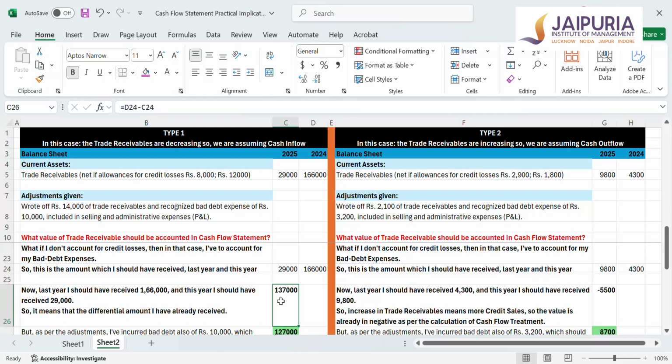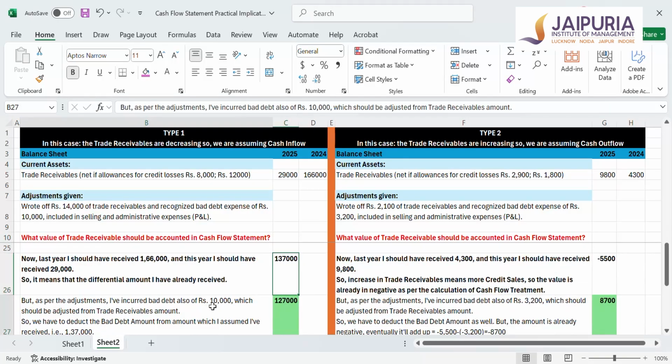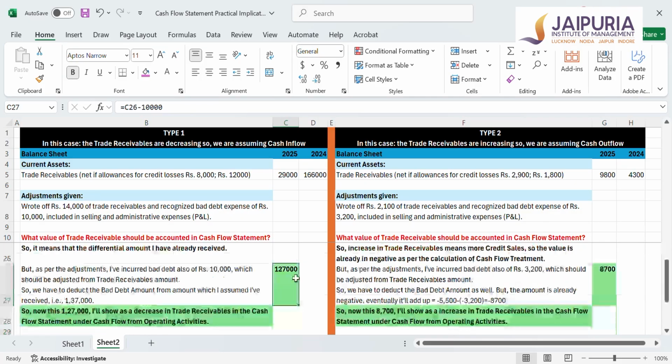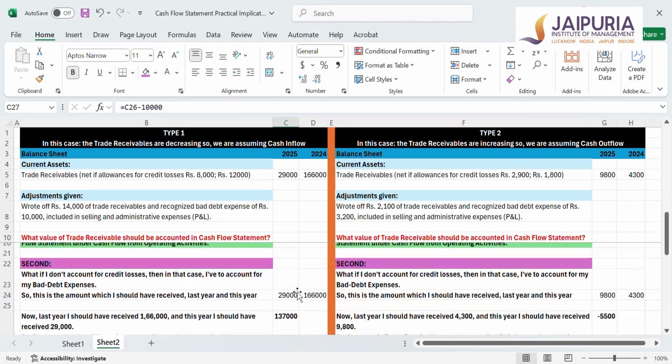Bad debt is a kind of loss. It means 10,000 I have not received. So what I will do? I will just deduct the bad debt value from what I assume to be received. So 1,37,000 minus 10,000 value of bad debt will be 1,27,000. And again, the value of this 1,27,000 and this 1,27,000 is going to be the same.